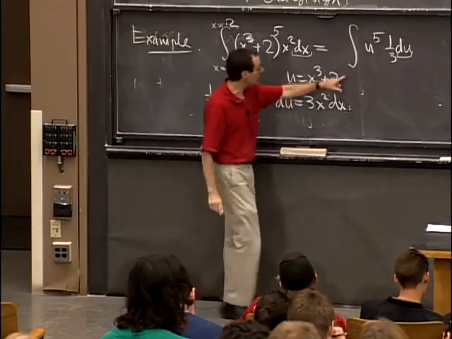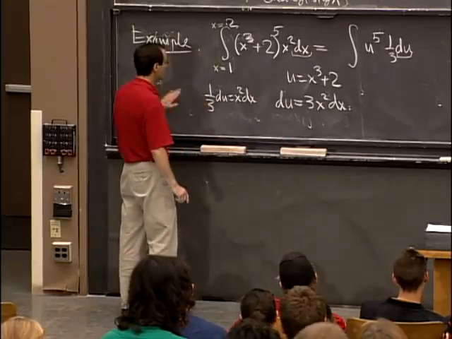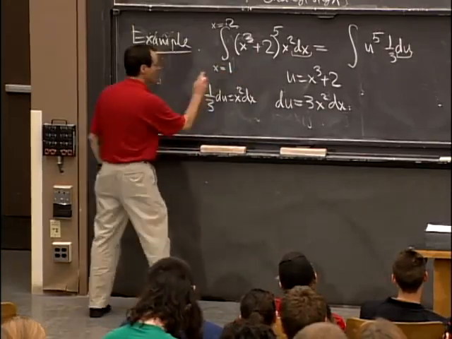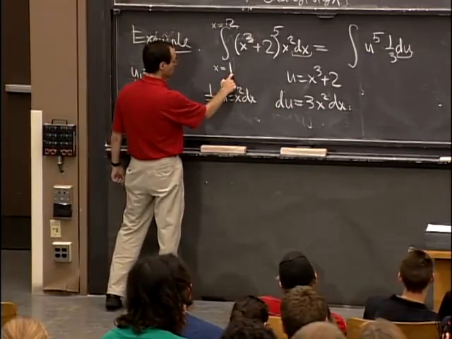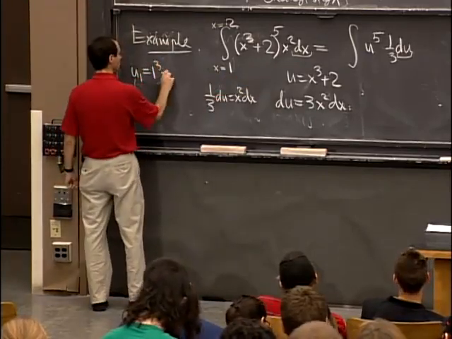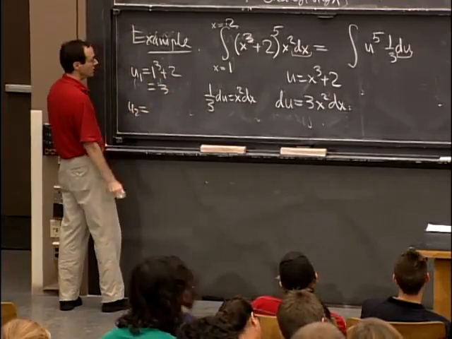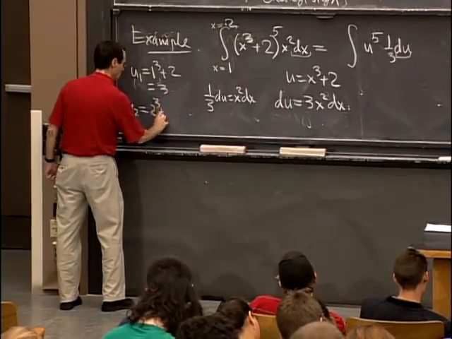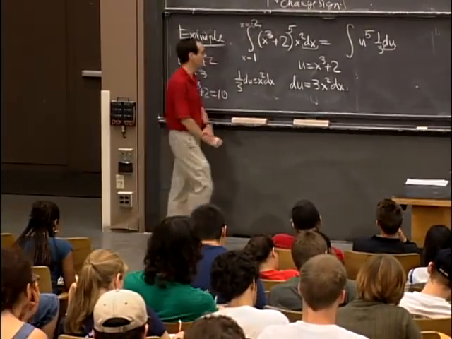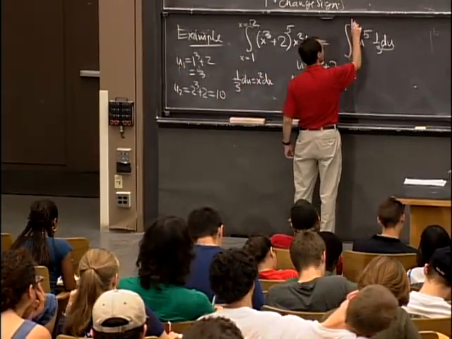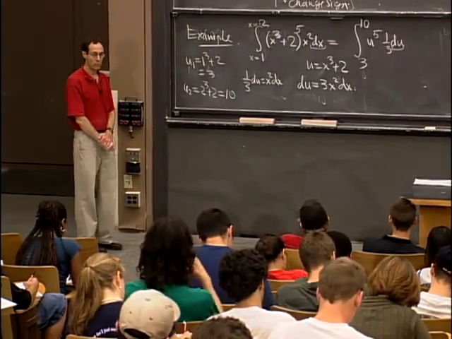So now over here, we have a limit, but of course, it's supposed to be with respect to u now. So we need to calculate what those corresponding limits are. And indeed, I plug in here, u1 is going to be equal to what I plug in for x equals 1. That's going to be 1 cubed plus 2, which is 3. And then u2 is 2 cubed plus 2, which is equal to 10. Right? 8 plus 2 is 10. So this is the integral from 3 to 10 of u to the 5th times 1/3 du.